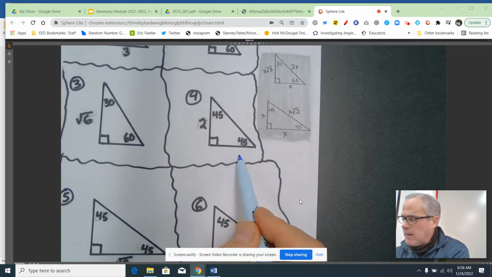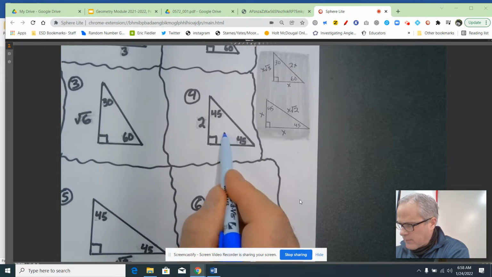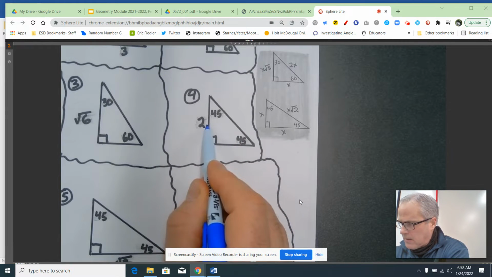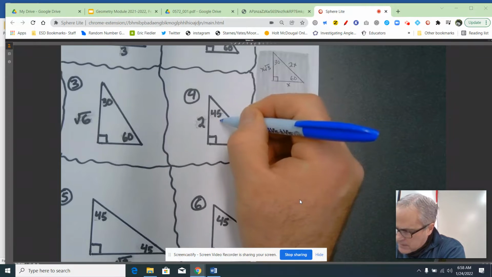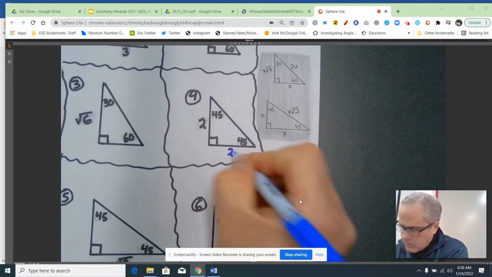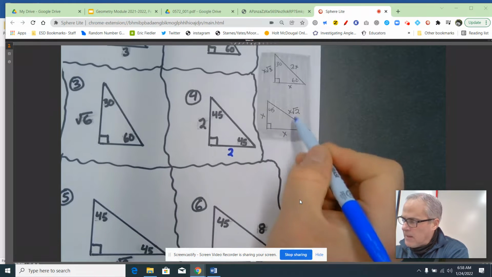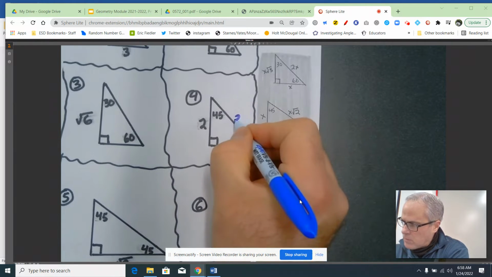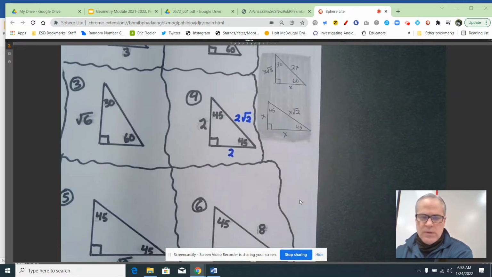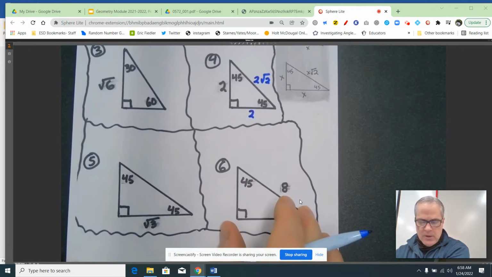So number 4, what am I given? Well, this is opposite the 45-degree angle, so that's a leg. Legs are congruent, so opposite this 45-degree angle has to be 2 as well. How do I get the hypotenuse? Well, I take a leg and I times it by the square root of 2. There's the answer to number 4. That's it. Okay, they get a little bit harder here.